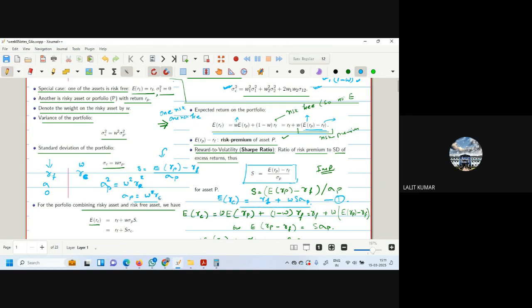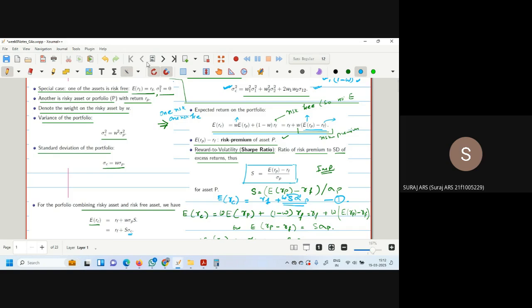If you have understood the concepts, then you can play around with all these equations easily. Is this clear with everyone? So sigma C is W into sigma P, right? This will become S into W sigma P, and this W into sigma P can also be replaced by sigma C. Is that okay?